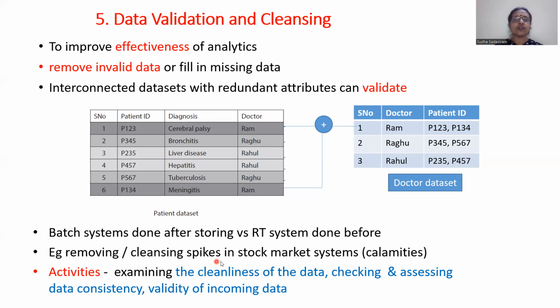If we consider a stock market application, there are spikes depending upon external as well as man-made calamities. So these spikes will make the prediction of the stock market prices wrong, because these spikes are outliers. They have to be removed. So such type of cleaning is done in this fifth phase.